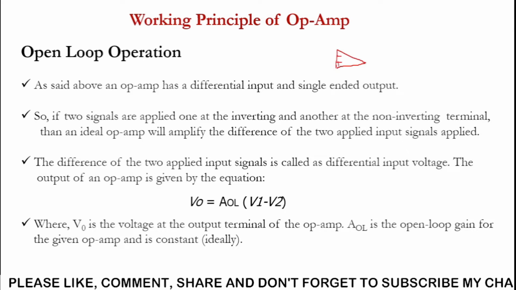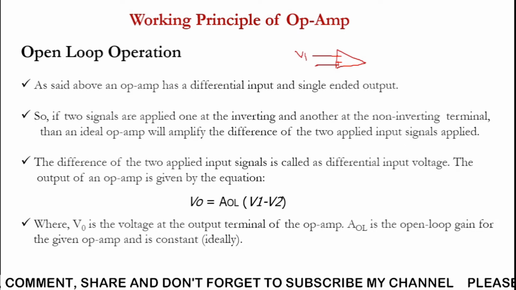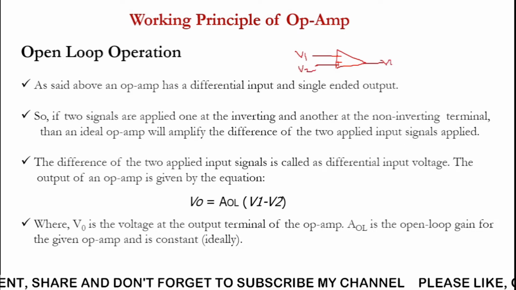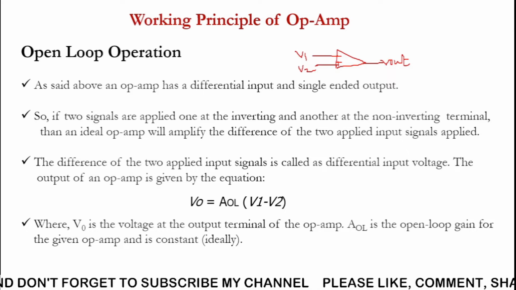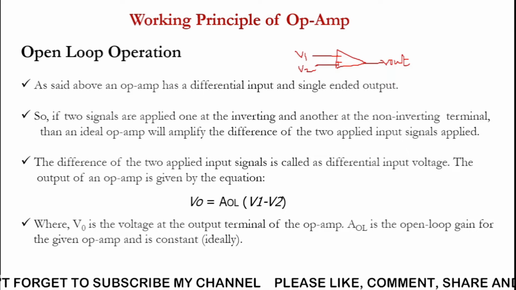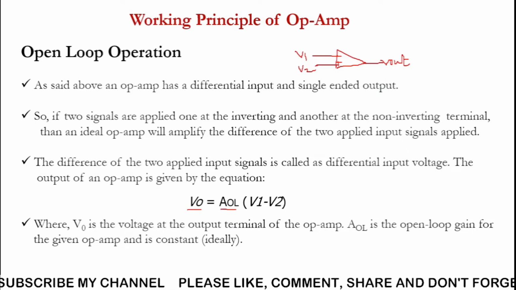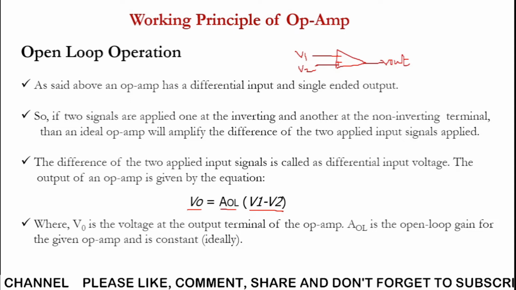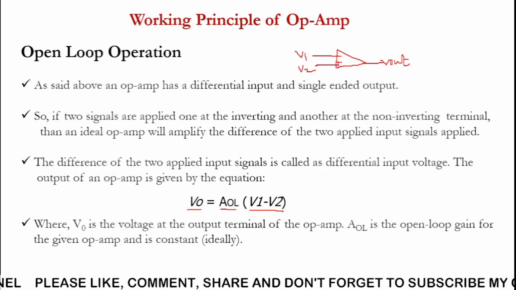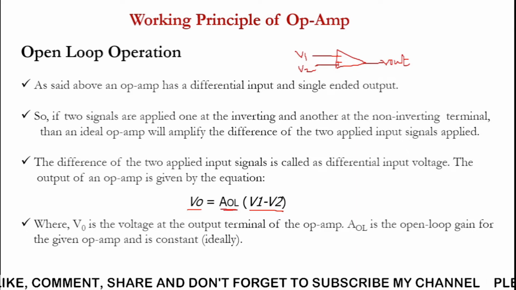So in open loop operation, what we have seen is that the inverting and non-inverting terminals, V1 and V2, are not connected to V out, meaning there is no feedback from V out to V1 or V2. That's why we consider it to be open loop operation. We have differential input V1 and V2, a single ended output, and the formula V out is equal to AOL times (V1 minus V2).